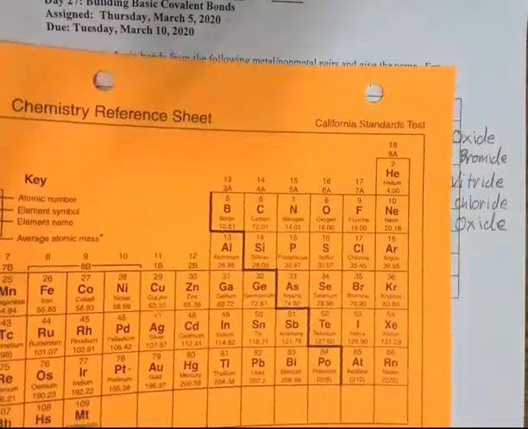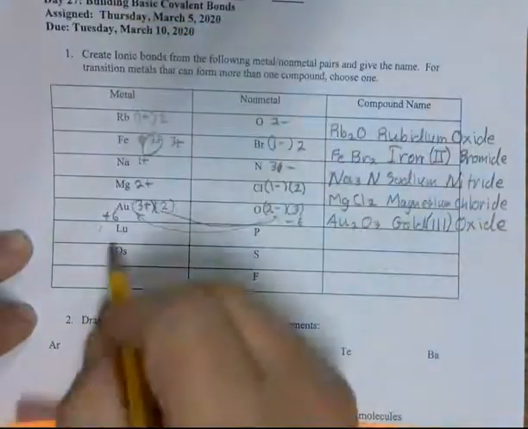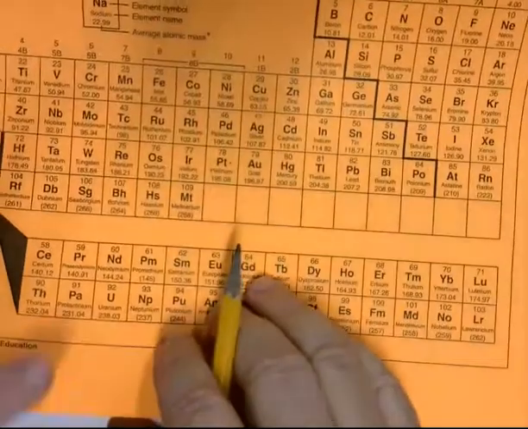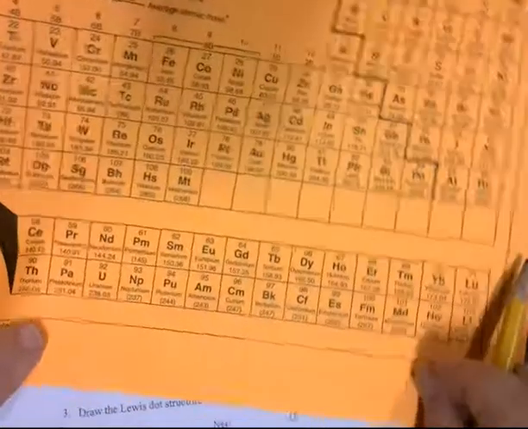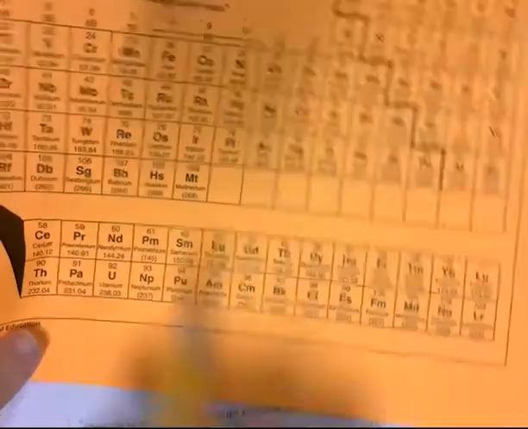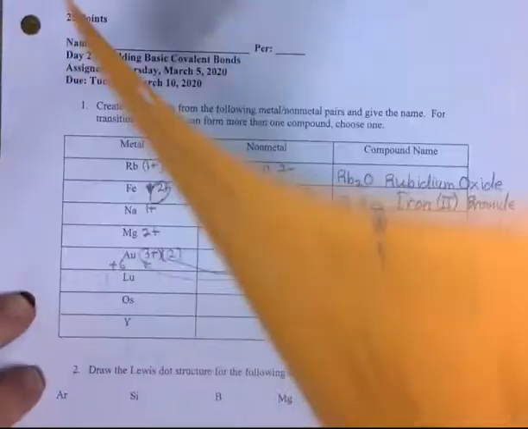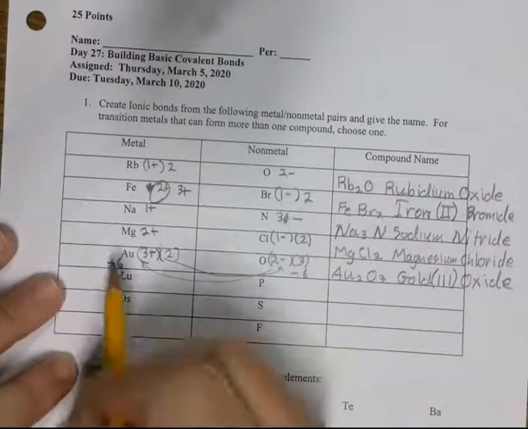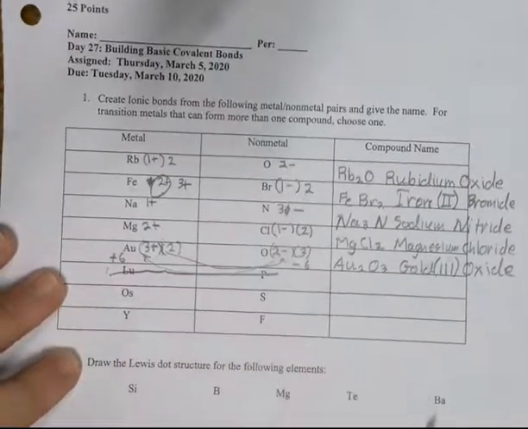Okay, and next up is lithium, Lu. But I just noticed, there it is right there, number 71 on the periodic table. But I noticed it's not on your ion charge sheet, so I'm going to skip this problem and move on. I could change it to something else. Let's just skip this, okay? I'm going to line through that. All right.